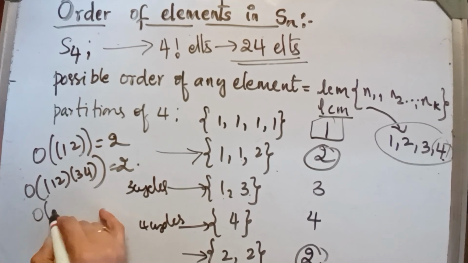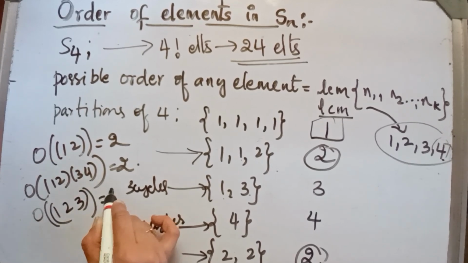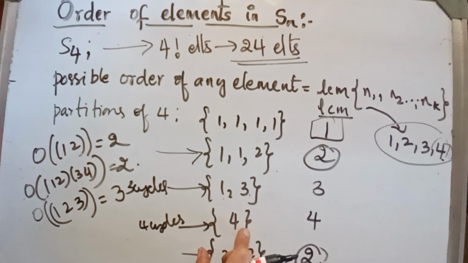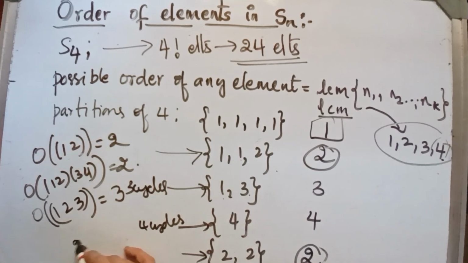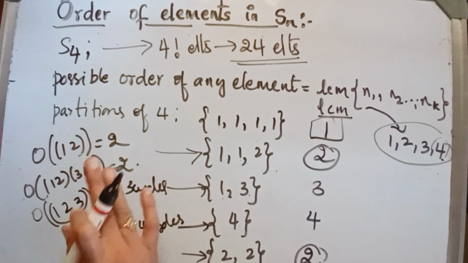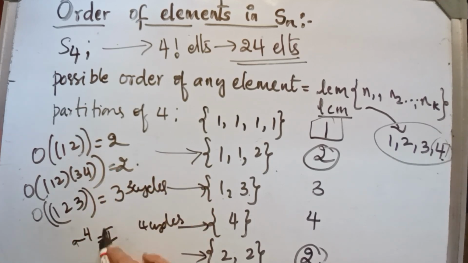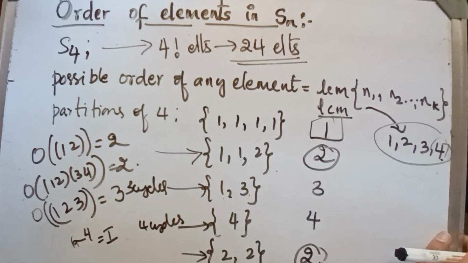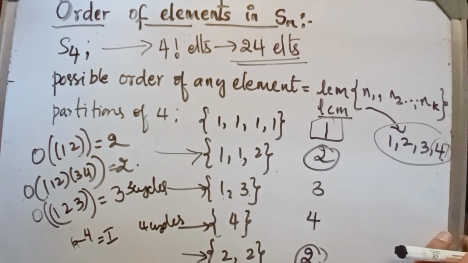Any cycle of length 3, like (1 2 3), will have order 3. Then any cycle of length 4 will have order 4, meaning sigma to the power 4 equals the identity. Correct. Now, what is the order of an element? a to the power n equals e, where n is the least positive integer. So, in this case, sigma to the power 4 equals I for this 4-cycle, and that is called the order of that permutation. So this is how to get the possible orders of elements and the order of an element in Sn. In the next video, I'll explain how to find the number of elements of order k in Sn.